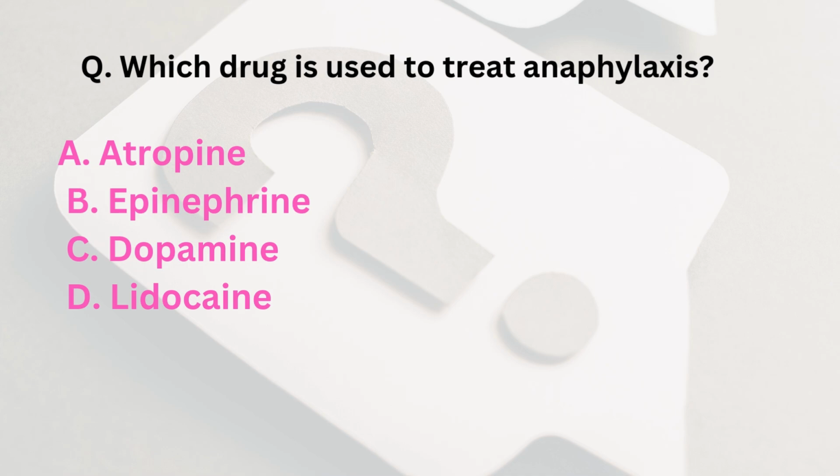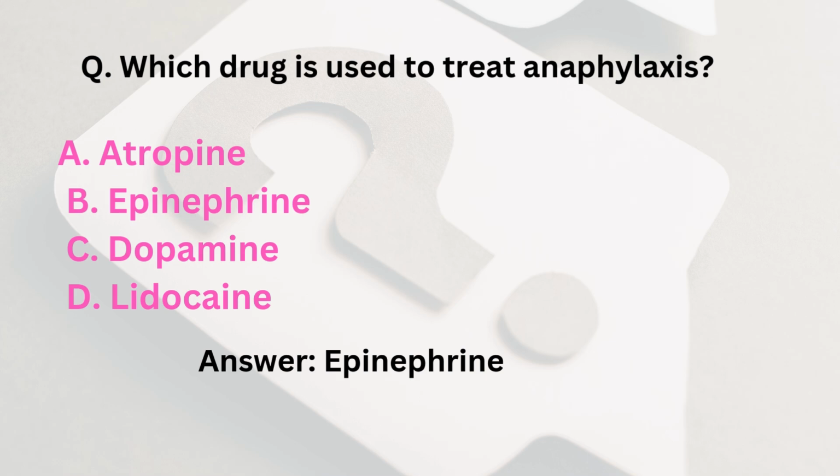Here the answer is B, that is epinephrine. Epinephrine is also called adrenaline. Adrenaline or epinephrine is the first line treatment for anaphylaxis. It quickly reverses the life-threatening effects of an allergic reaction like constriction of airways, low blood pressure, hives. Hives means itchy rashes.